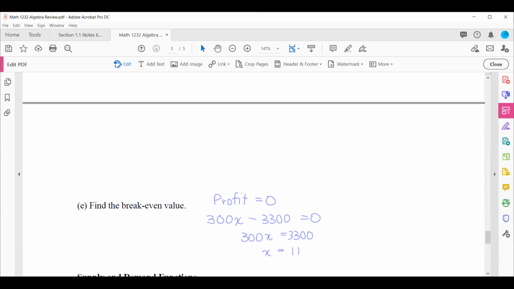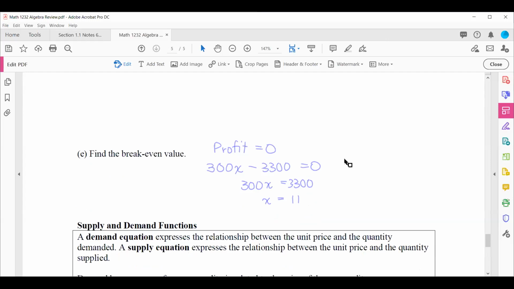And it's 11. 3,300 divided by 300 is 11. Okay, so that means after the sale of 11 computers, they're making a profit. At 11 computers, they break even. Okay. Stop me if you have a question.